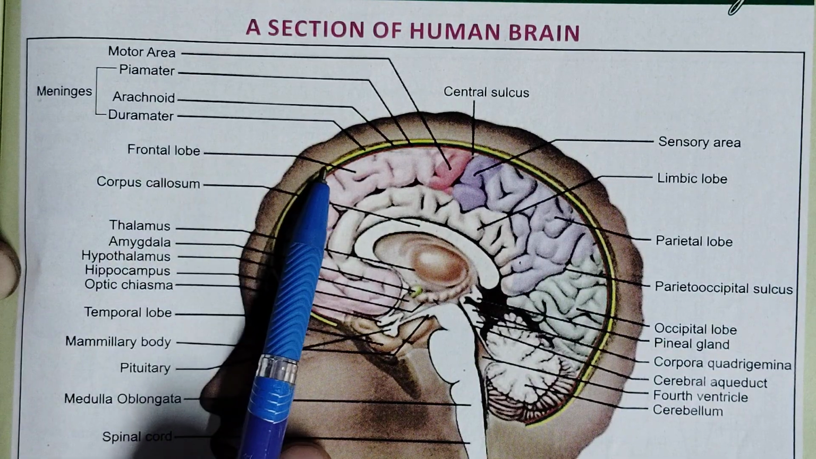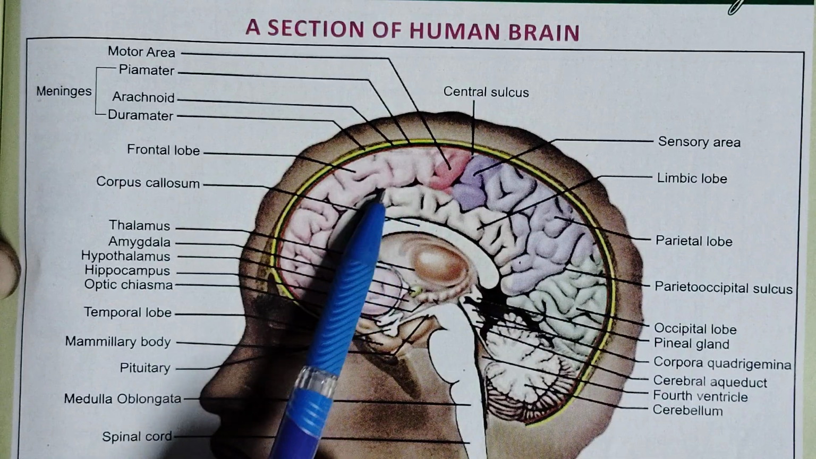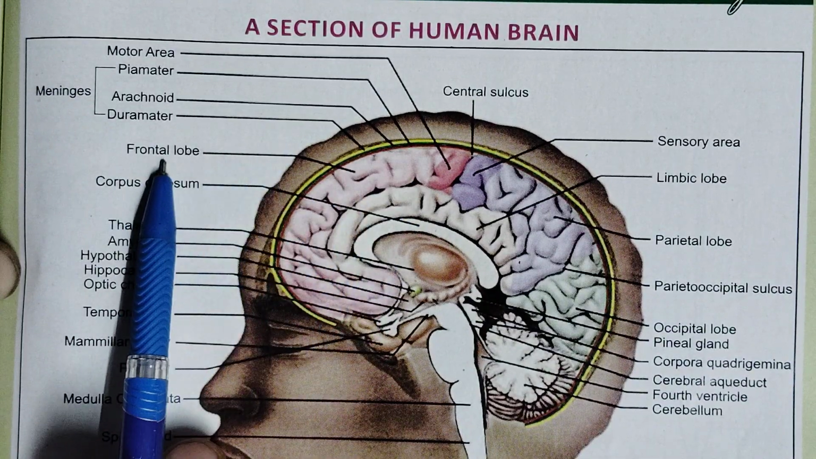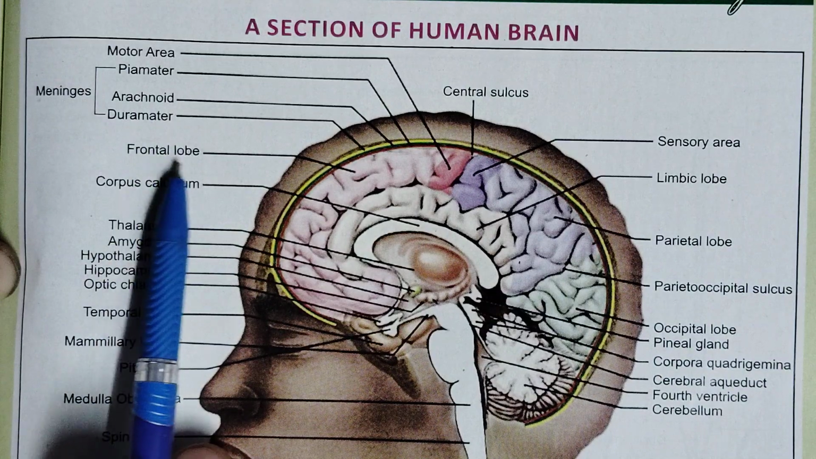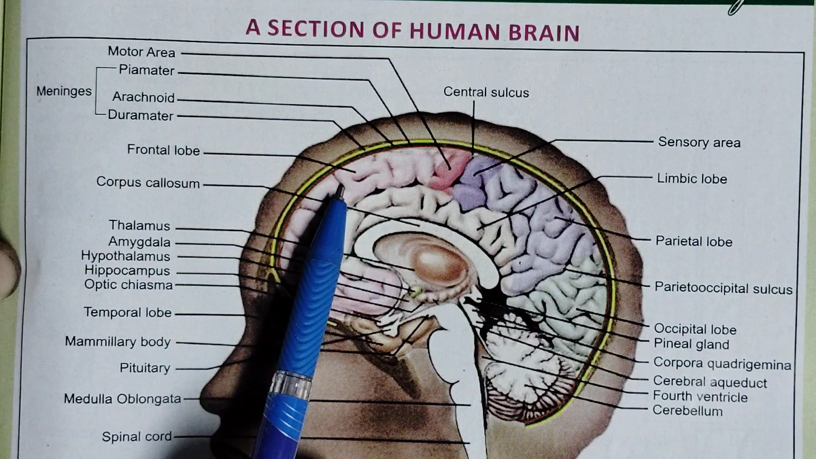Next is the frontal lobe. This pinkish color from here to here is called the frontal lobe. Front means samne. So this pinkish color is called the frontal lobe.